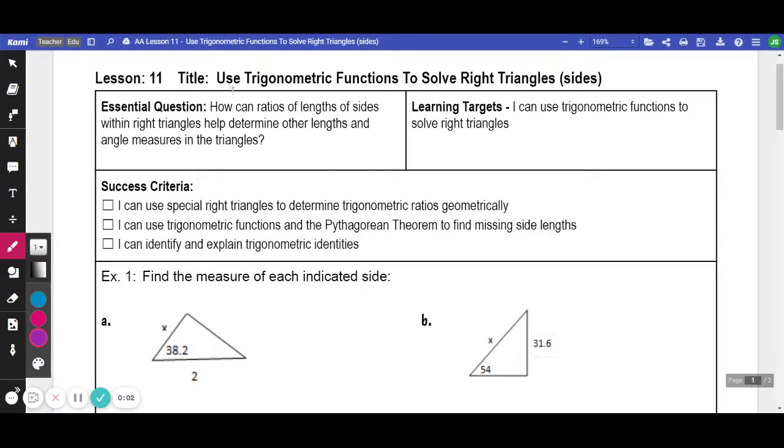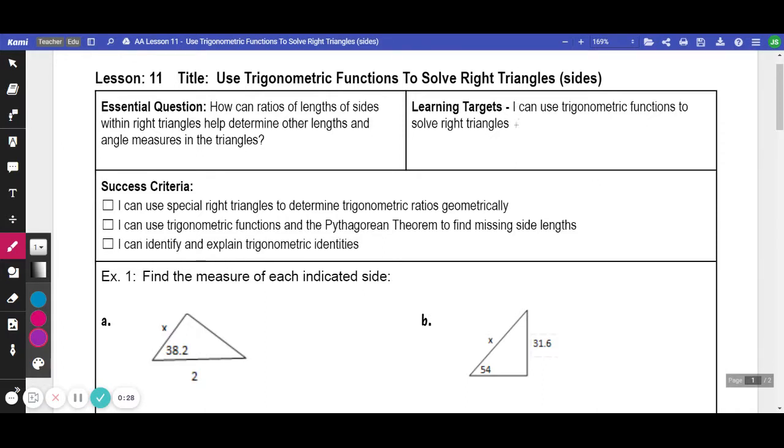Here we go, lesson 11. We're going to use trig functions that we worked on in lesson 10 to solve right triangles. We're going to solve for sides and angles. Lesson 11 just focuses on finding the lengths of sides, and then in lesson 12 we will focus on finding the angles of right triangles. So, learning target: I can use trig functions to solve right triangles.